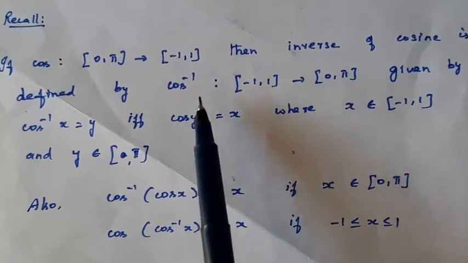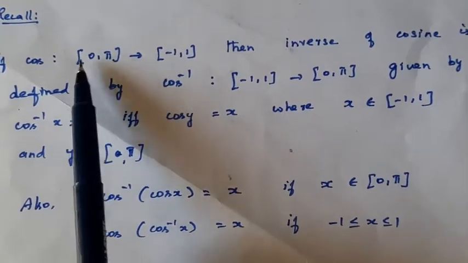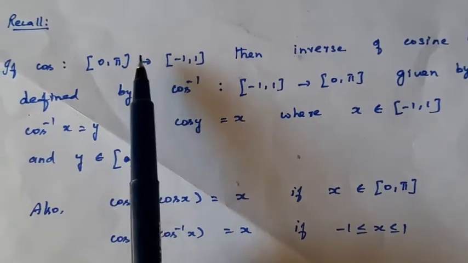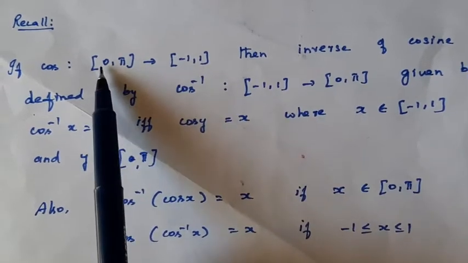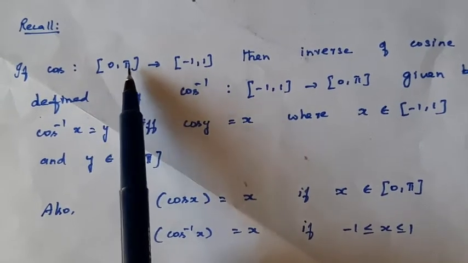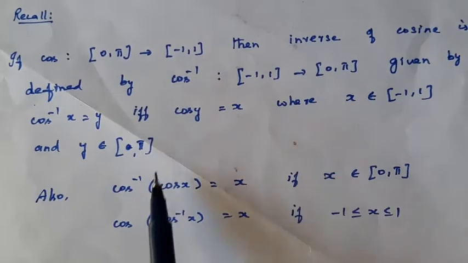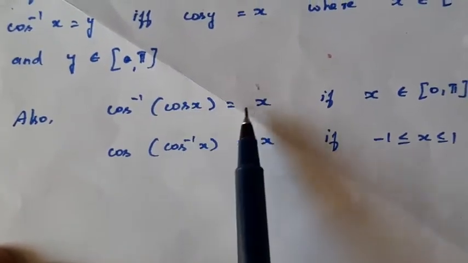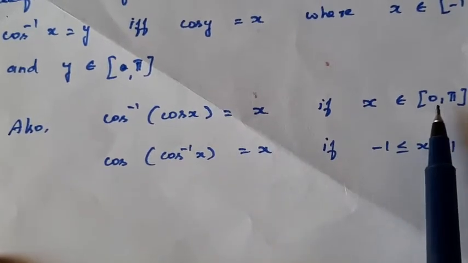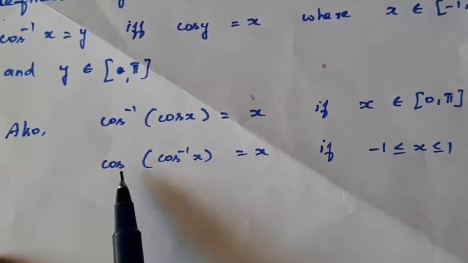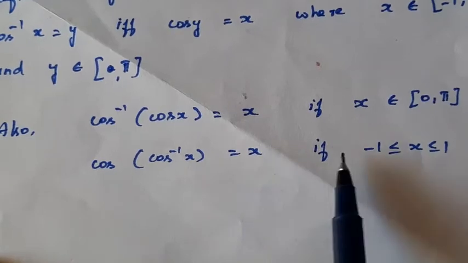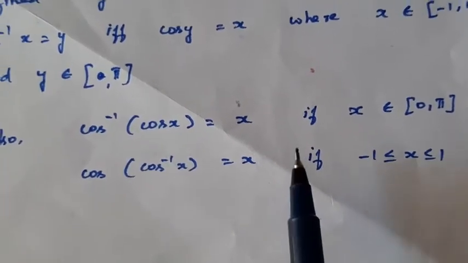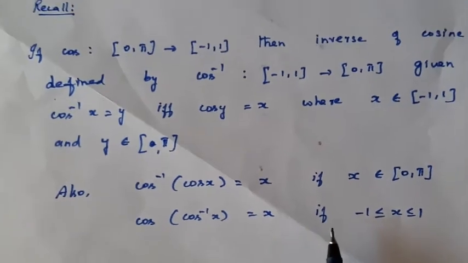Remember, this is possible only if the domain of the cos function is 0 to pi, and other domains are also possible, that is pi to 2 pi, 2 pi to 3 pi. Among these intervals, the closed interval 0 to pi is called the principal domain. And you also have to remember the formula: cos inverse of cos x is equal to x if x belongs to the closed interval 0 to pi, and cos of cos inverse of x is equal to x if x belongs to the closed interval minus 1 comma 1. So remember this to do the problems.